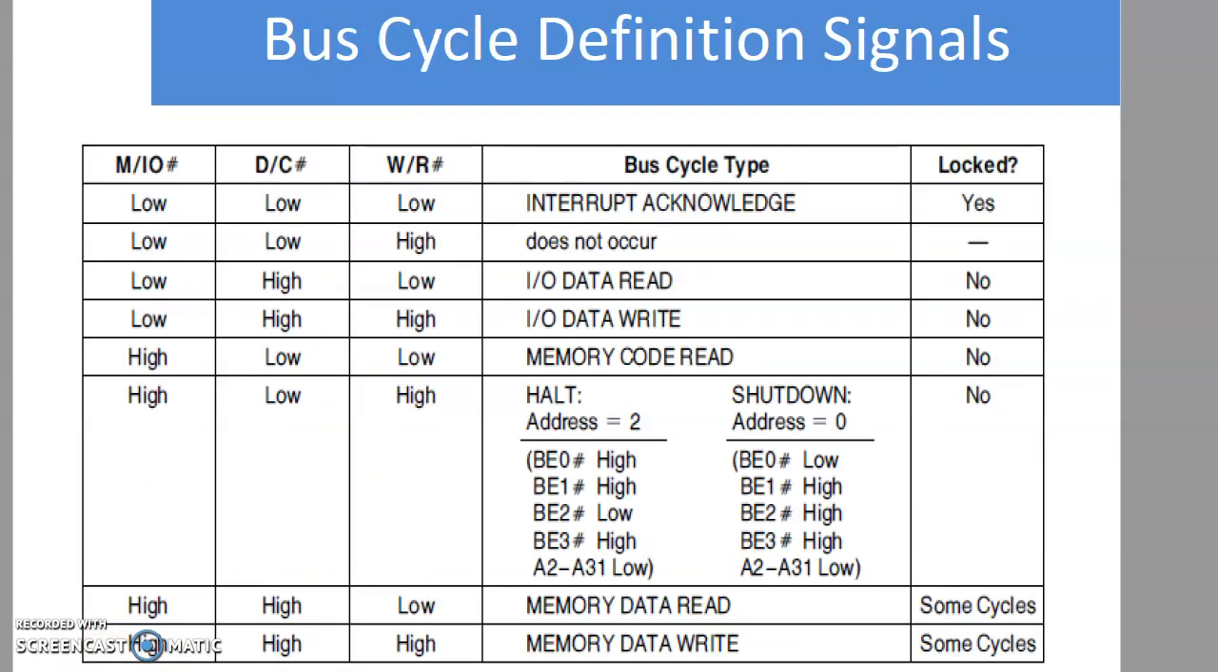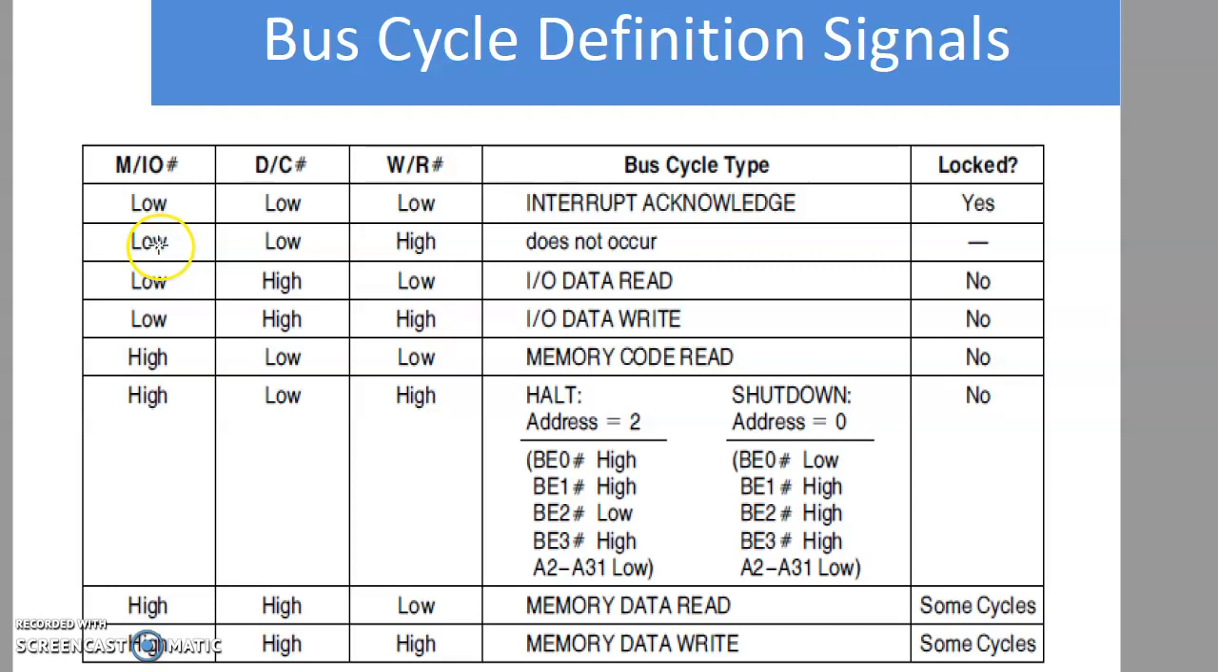So these are the bus cycle definition signals. What is the bus cycle type upon different values of the bus cycle signals? So you have M slash IO bar, D slash C bar, W slash R bar, and the bus cycle type. When M slash IO bar is low, that indicates it's an input output. D slash C bar is low, that is it's related to control or code. W slash R bar is low, that is it's a read. In that case, it's an interrupt acknowledge cycle.